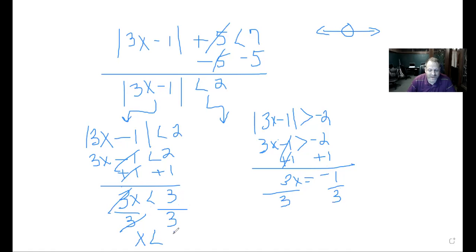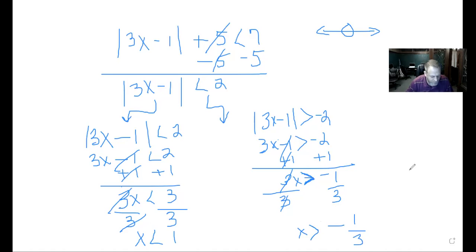X is less than 1. Cancel, cancel. I said not so as much ugly. Okay. And also, oops, instead of putting that equal sign, I should have put that greater than sign. Okay. So x is greater than negative 1/3.